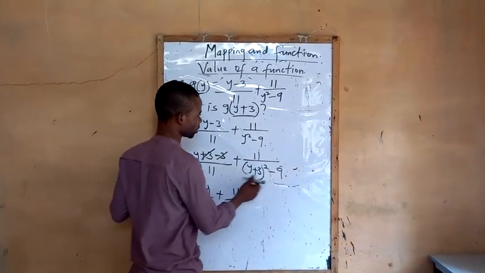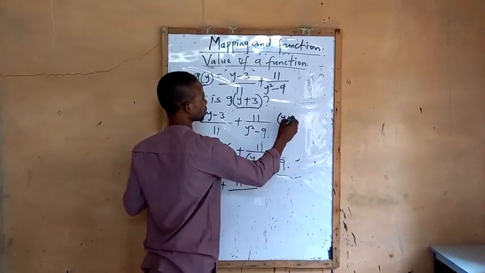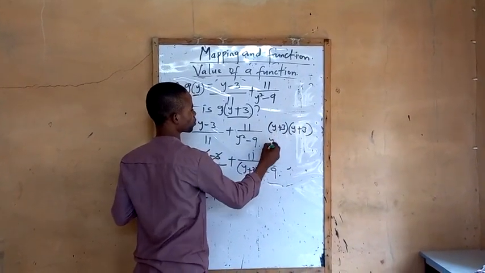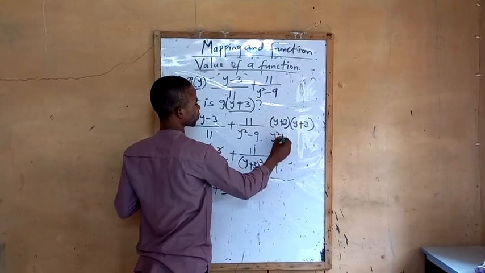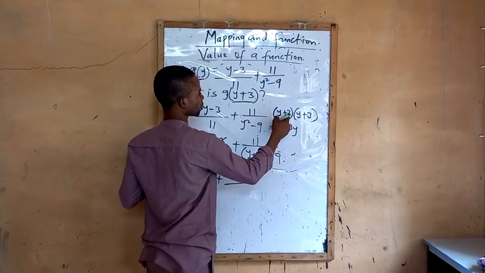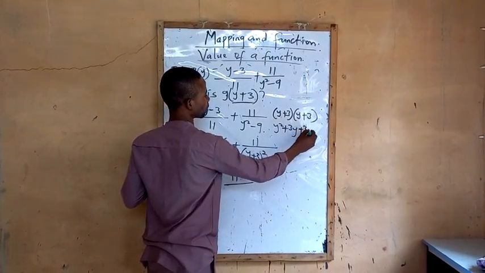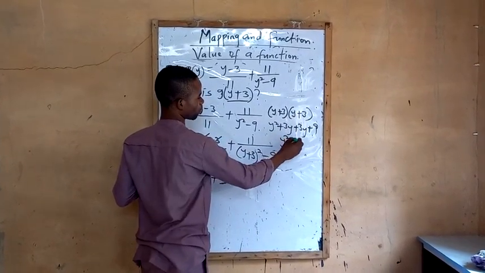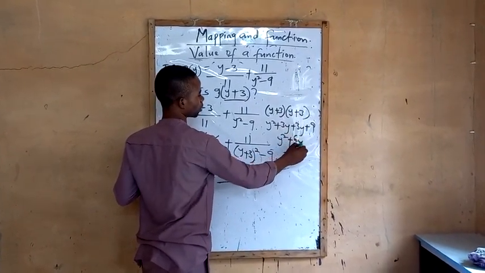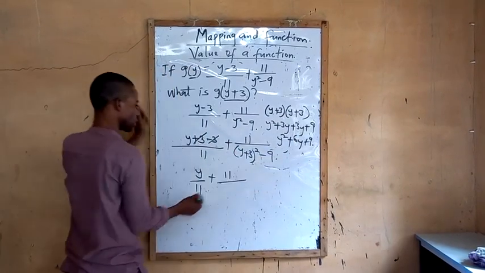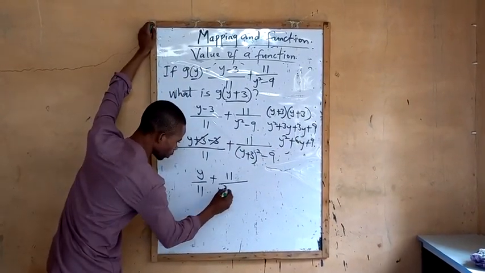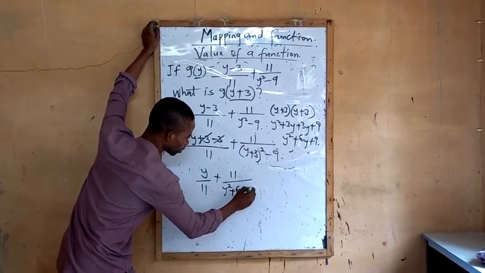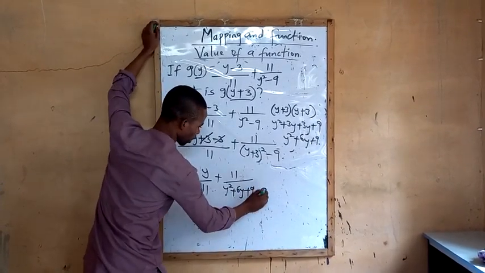And when you are expanding this, y plus 3 times y plus 3: y times y is y squared. Y times 3 is plus 3y. Plus 3 times y is plus 3y. Plus 3 times 3 is plus 9. That is y squared plus 3y plus 3y, 6y, plus 9. So here is y squared plus 6y plus 9. Don't forget this minus 9.